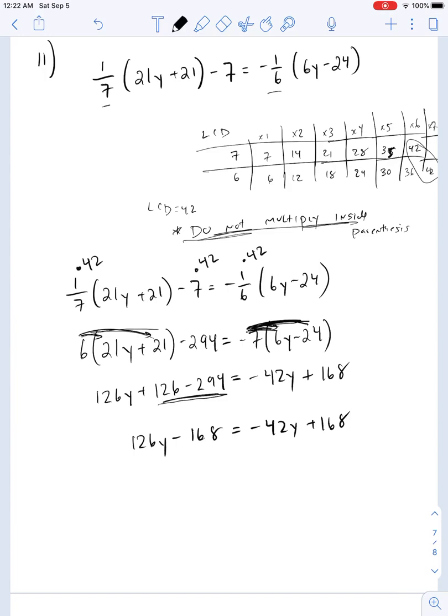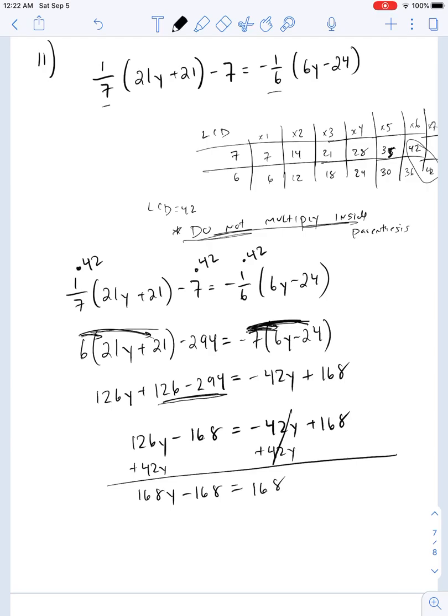I see y's on both sides. I see this y and that y. Get rid of the smaller one. So I'm going to add 42y to both sides, and we do our 126 plus our 42. This gives us 168y. We bring down our minus 168. That cancels. We're left with 168.